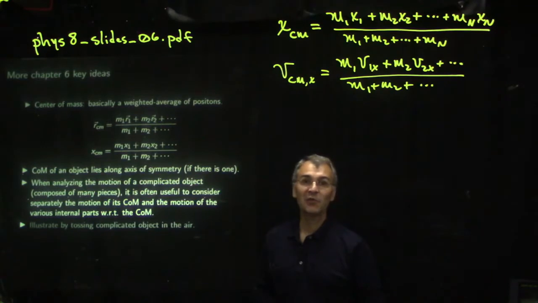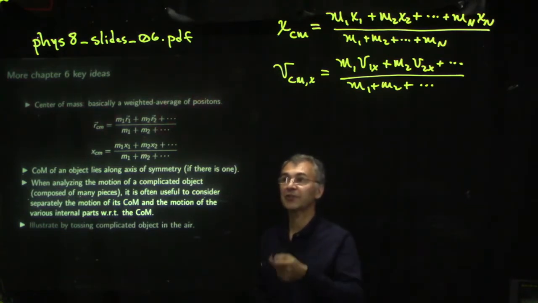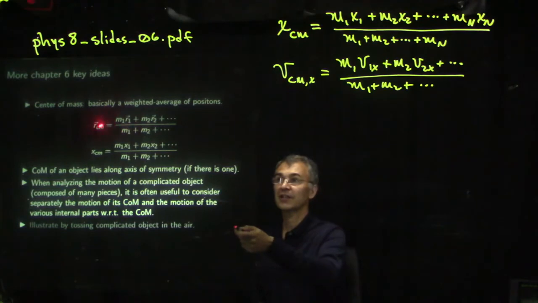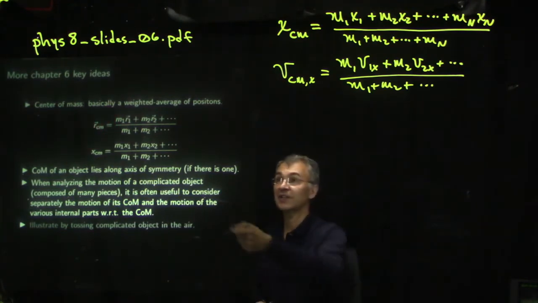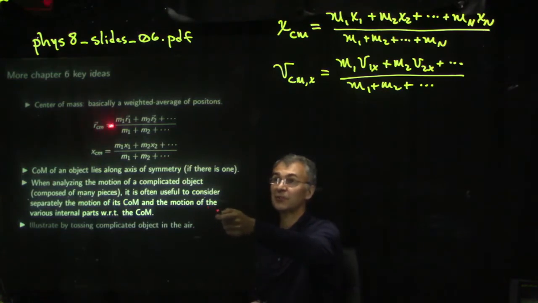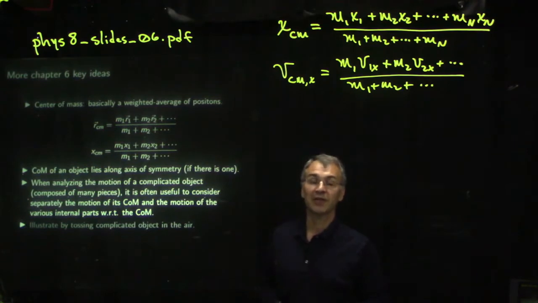So the only key quantitative idea in chapter 6, so there are some key conceptual ideas, is center of mass. Center of mass is basically a weighted average of positions. In vector notation, nobody likes the vector notation, the position of the center of mass is mass 1 times the position of object 1 plus mass 2 times the position of object 2, and so on, upstairs in the numerator. And in the denominator, it's just the sum of all the masses.